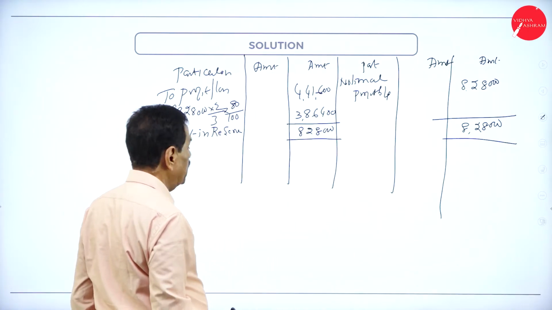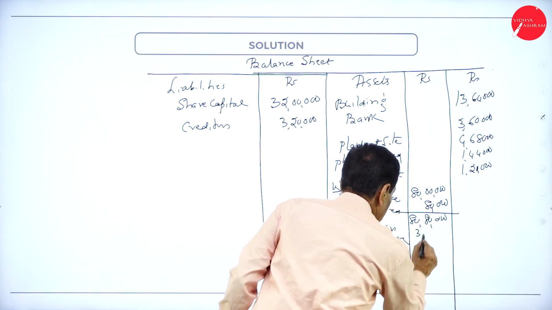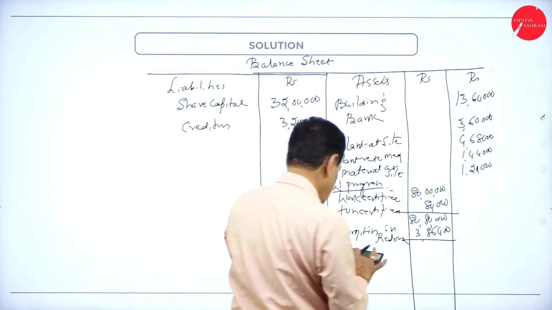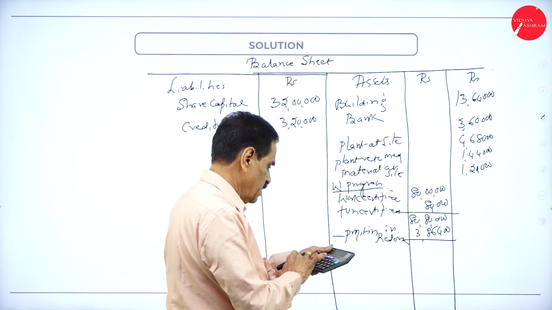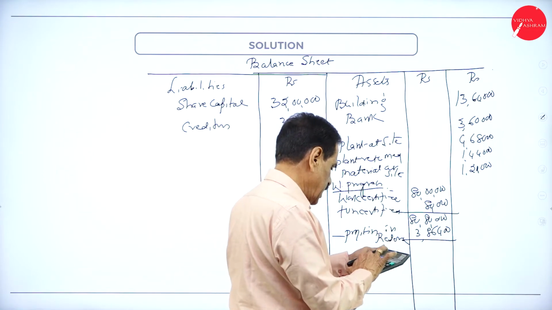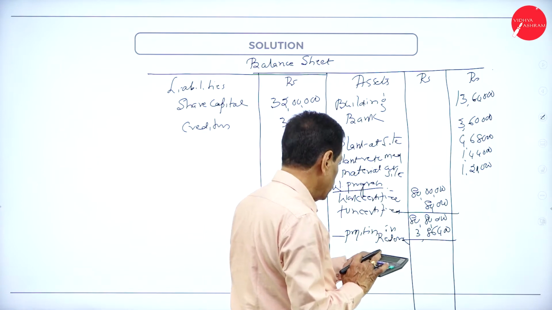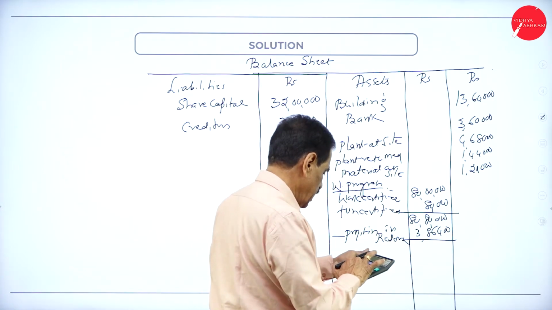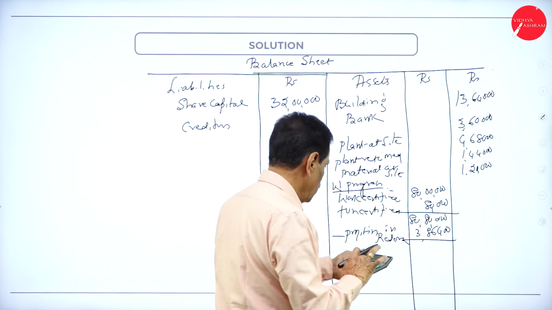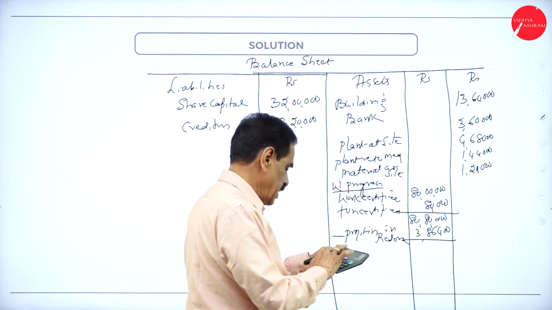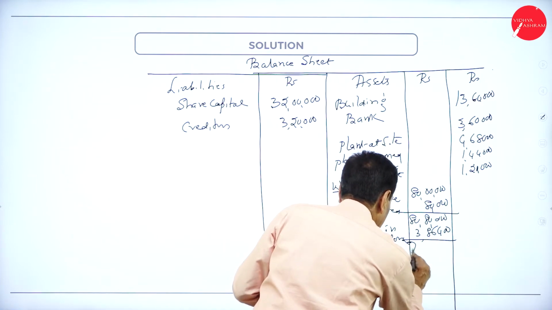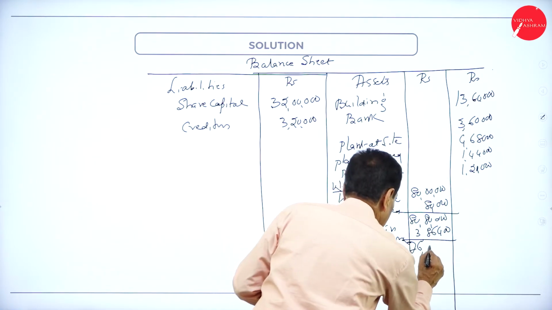What's your profit in reserve? 3,86,400. Deduct: 80 lakh 80,000 minus 3,86,400. 80,80,000 minus 3,86,400 is 76 lakh 93,600.